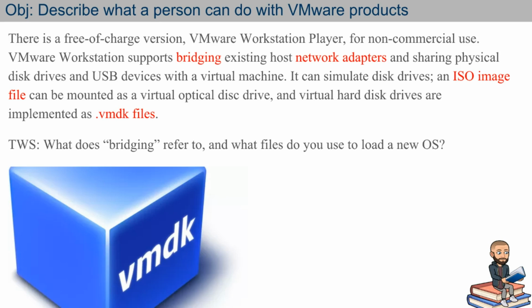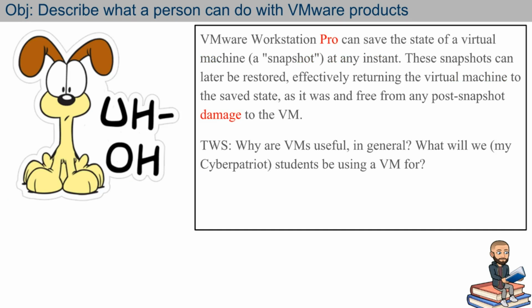And the other thing VMware can do is simulate disk drives, so an ISO image file can be mounted as a virtual optical disk drive, and a virtual hard disk drive will be seen as a .vmdk file. So in summary, when you think of this term bridging, just imagine this virtual machine, which is like a pretend computer inside your computer. The virtual machine has a bridge to your real machine. And because of that nice relationship, you're able to do quite a bit of things.